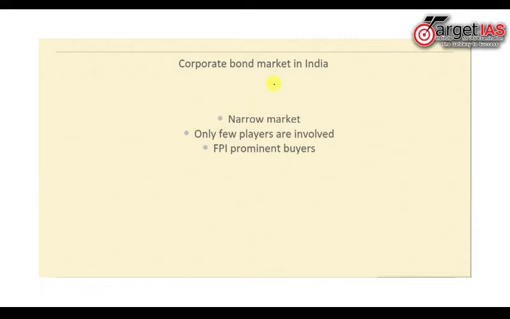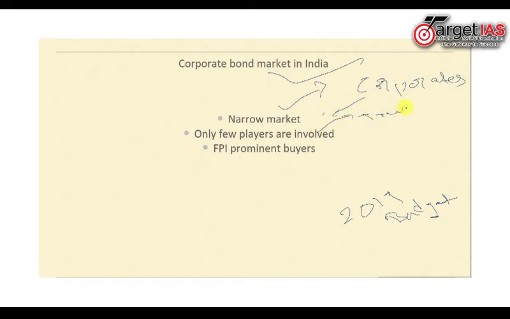Moving on to the corporate bond market in India. Corporate bonds are issued by the corporates. The impetus or the emphasis on corporate bonds can be seen in the 2019 budget. In the 2019 budget, Finance Minister Nirmala Sitharaman has clearly emphasized encouraging the corporate bond market. So what are the corporate market trends and what is the history? Generally, if you accumulate all factors, it is a narrow market. Narrow market because association is less and trustability is less. Only a few players are involved, and foreign portfolio investors are prominent buyers.